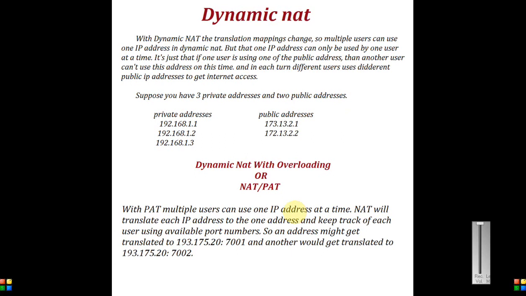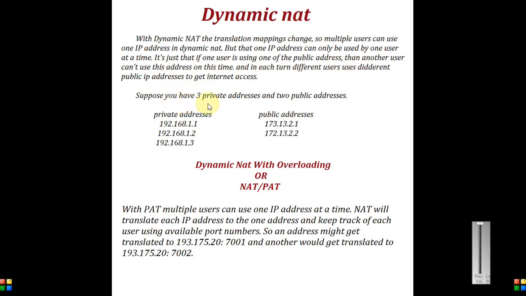In dynamic NAT, the translation mapping changes, so multiple users can use one IP address, but that one IP address can only be used by one user at one time. If one user is using one of the public addresses, then another user can't use that address at that time. In each turn, a different user can use a different public address to get internet access.